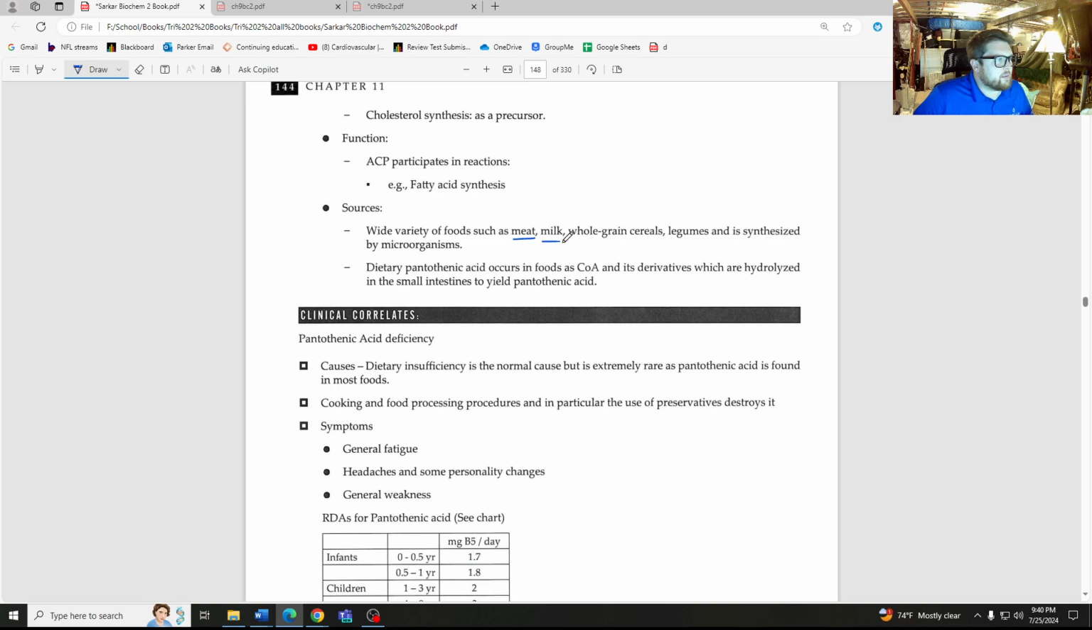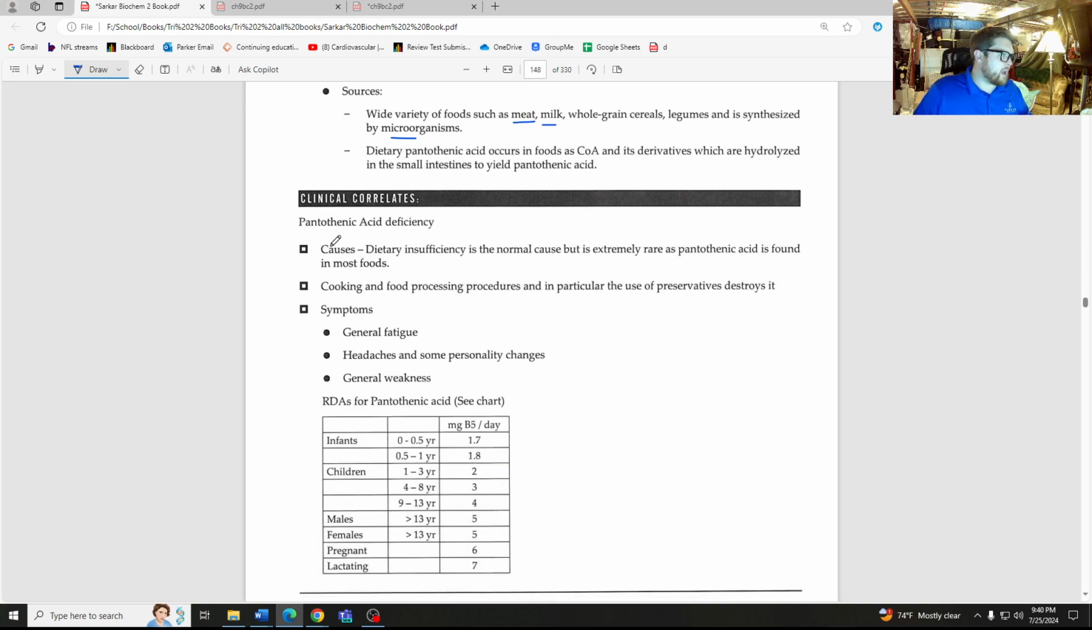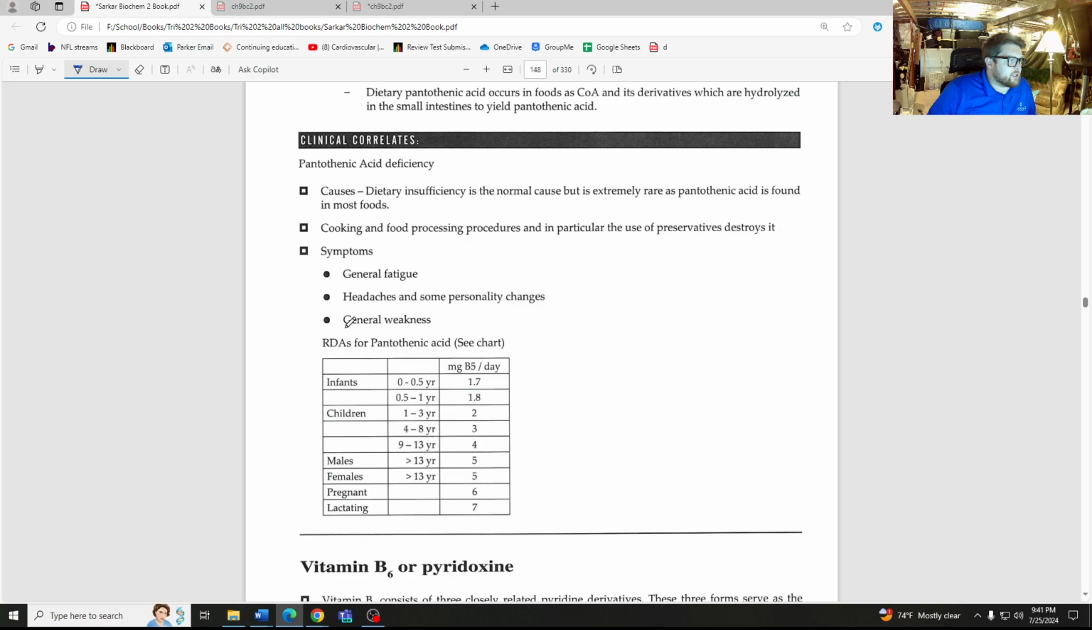Some of the sources, again, meat, milk, those animal products, and it's also synthesized by some of our microorganisms in the gut biome. Pantothenic acid deficiency is going to be a dietary deficiency. It's extremely rare as it's found in a lot of different foods. Some of the symptoms: general fatigue, headaches and personality changes, general weaknesses. You can also get something called burning foot syndrome. This won't be on your test, but this is more for boards. You get a burning pain in the foot, sometimes described as a paresthesia of the foot, meaning an abnormal feeling in the foot.